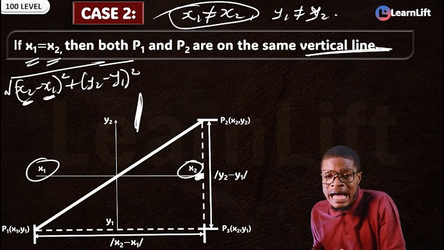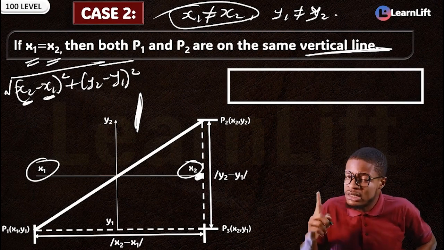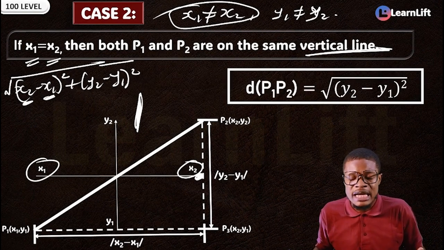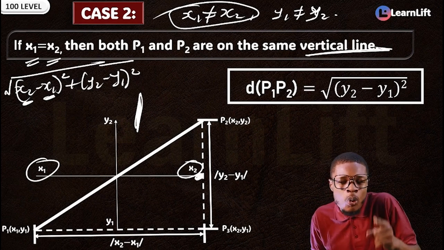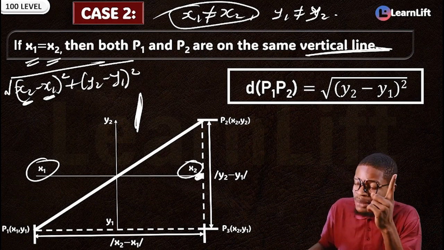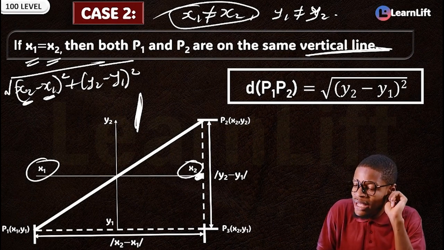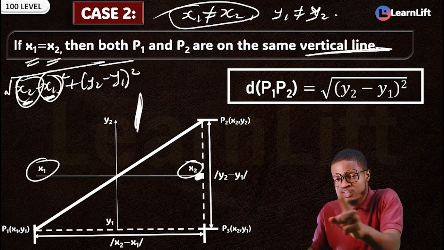And what formula will I use when x1 is equal to x2? The formula is simple. The distance P1P2 will give you the square root of y2 minus y1 all squared, because x2 minus x1 is 0.